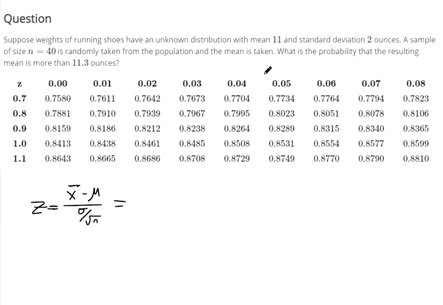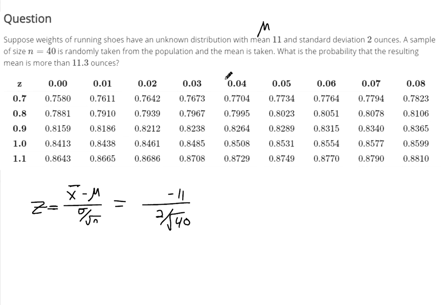So let's see. Suppose the mean is 11. So that's the mu. They're saying the weights of running shoes, the population weight, is 11. So that's what goes in for mu. That's like the weight of all the running shoes. And the standard deviation is 2, so I'm going to put that in for sigma. And the sample size is 40, so put that in, n equals 40.